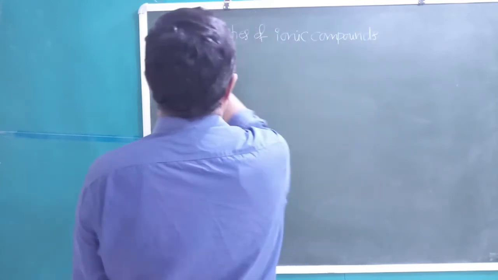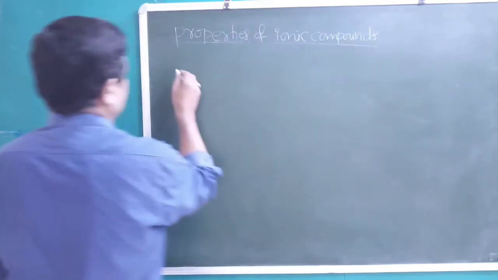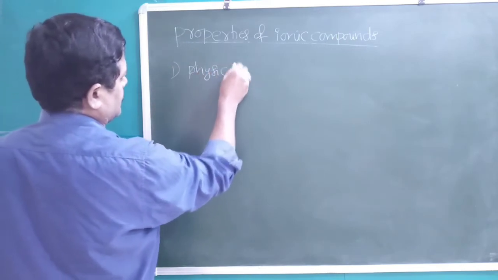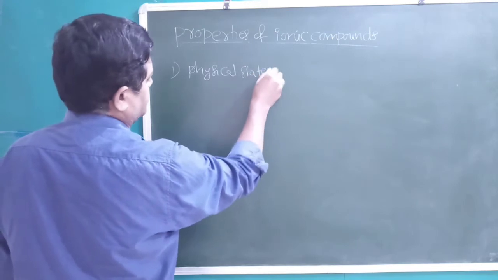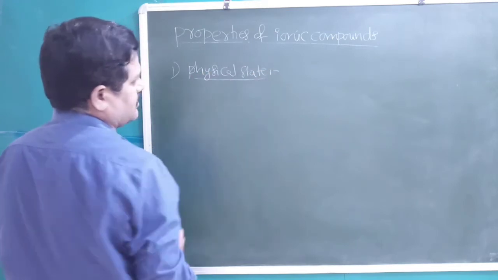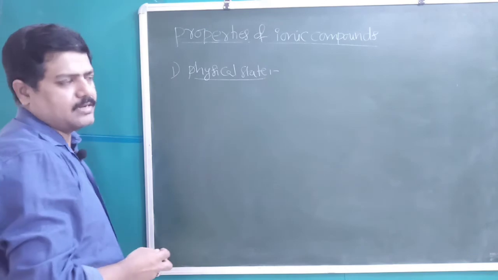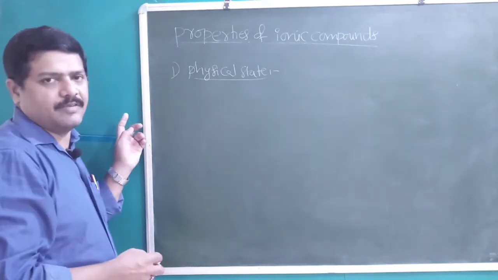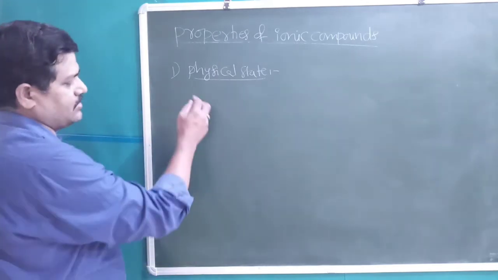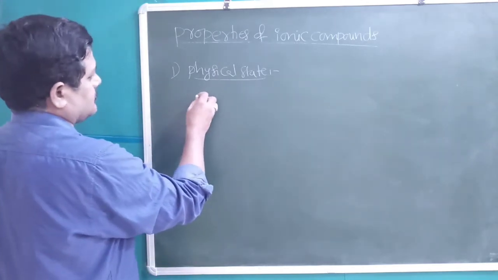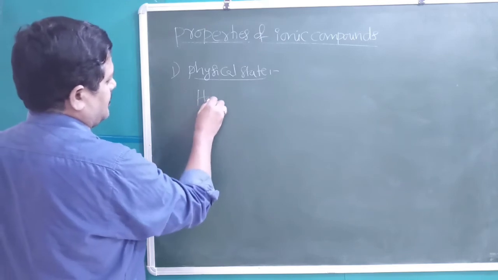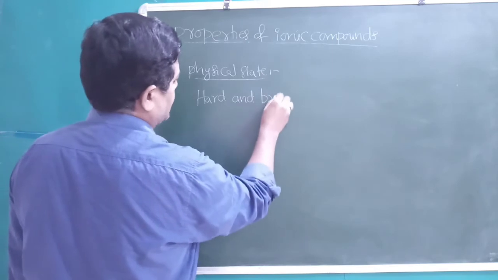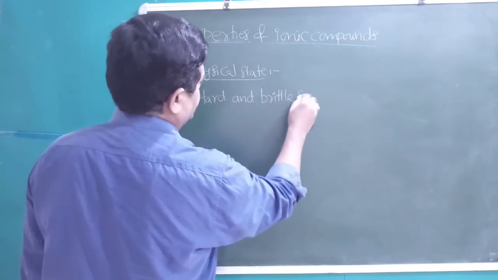Properties of ionic compounds. Physical state. Ionic compounds are solids at room temperature because of a strong electrostatic force of attraction between oppositely charged ions. These are hard and brittle solids.